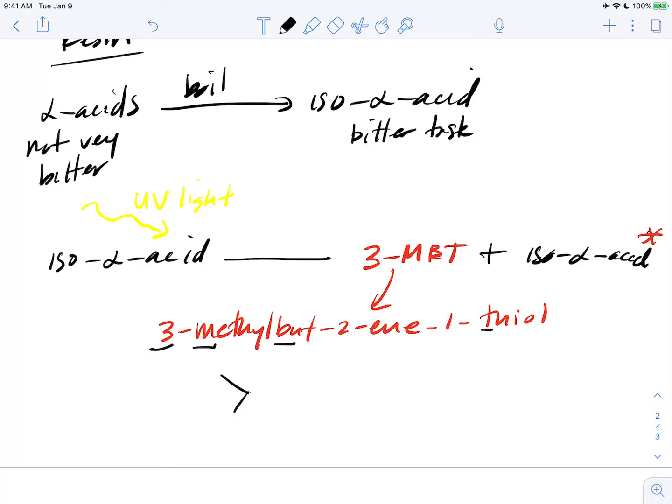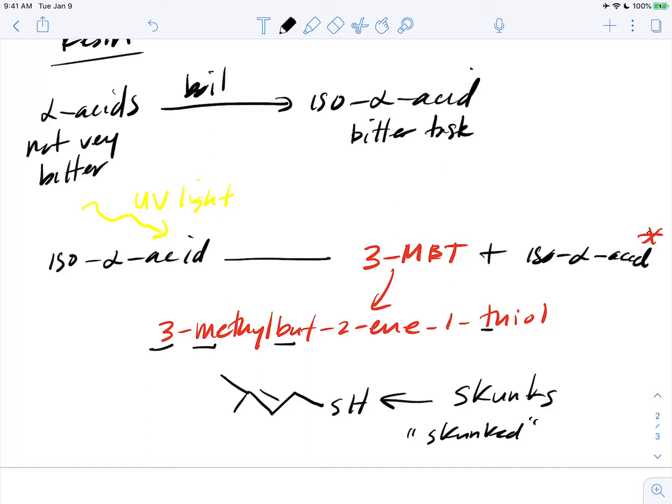This is basically just showing you where the methyl group is. It has a number of carbons, and it has a thiol on one of the carbons. And this is what skunks shoot out of their butt when they're scared. So if you've ever heard a beer is skunked, what that comes from is that this compound is being formed with the exposure to UV light.